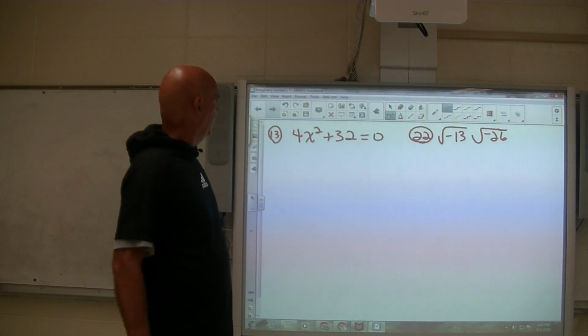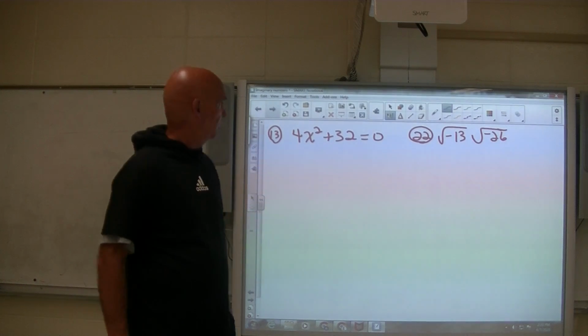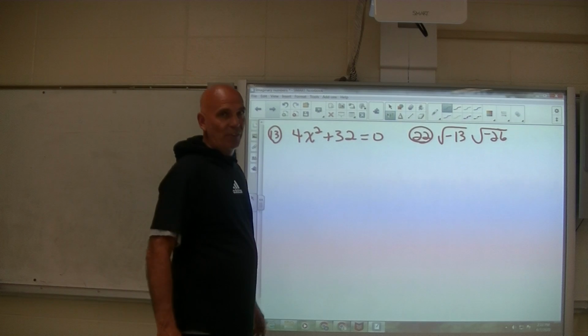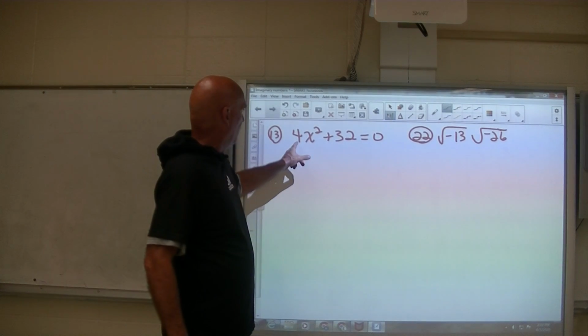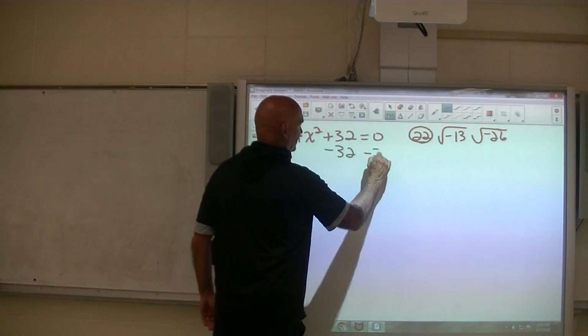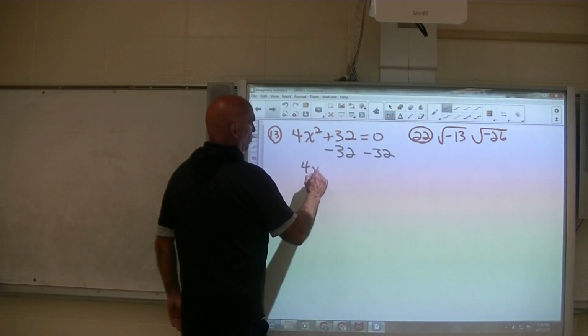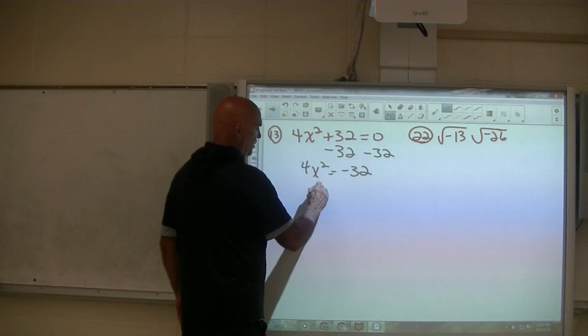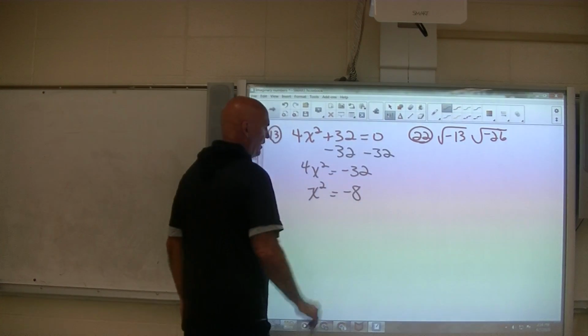First, number 13. Number 13 says 4x squared plus 32 is equal to 0. You want to solve this equation. Find out what's happening to the variable, and do the opposite. It's being squared, 4 is being multiplied, and 32 is being added. So subtract 32 from both sides. You get 4x squared is equal to negative 32. Divide both sides by 4. x squared is equal to negative 8.